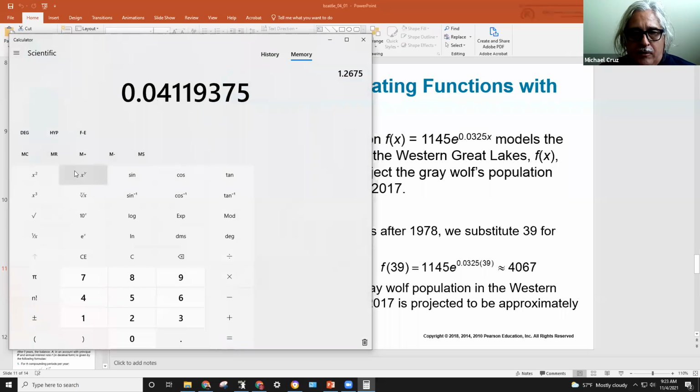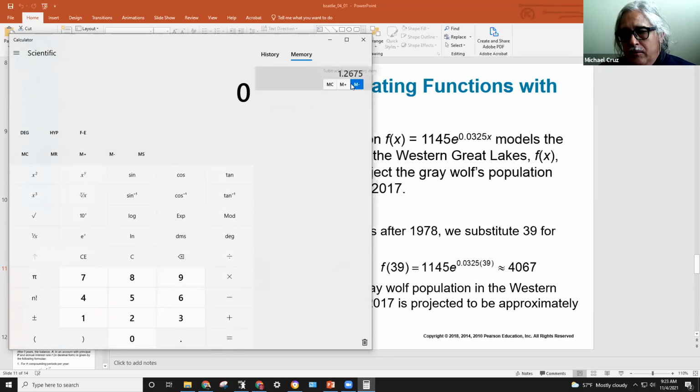Let me make sure I did that right. That doesn't look right. I'm doing it on the calculator so you can see it. For some reason, the mouse doesn't like it. All right. So 0.0325 times 39. Let me make sure I got that right.